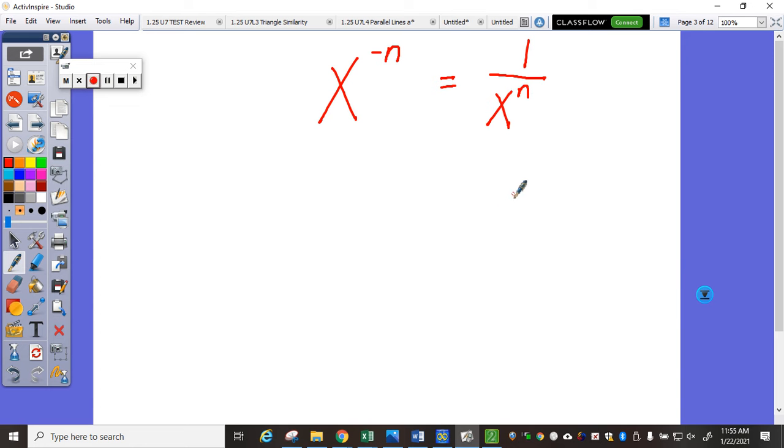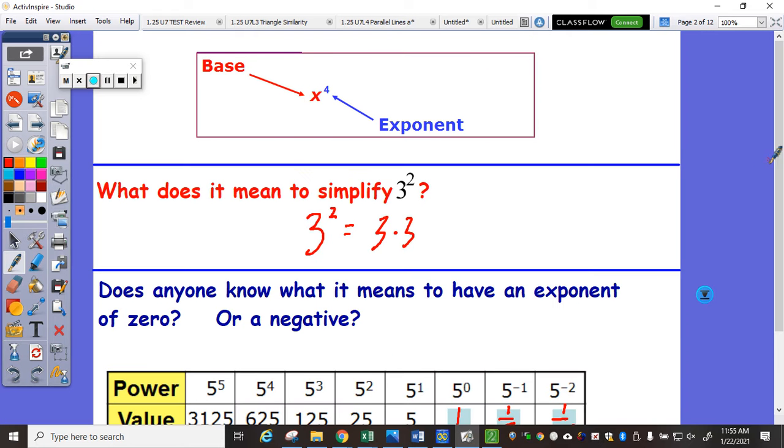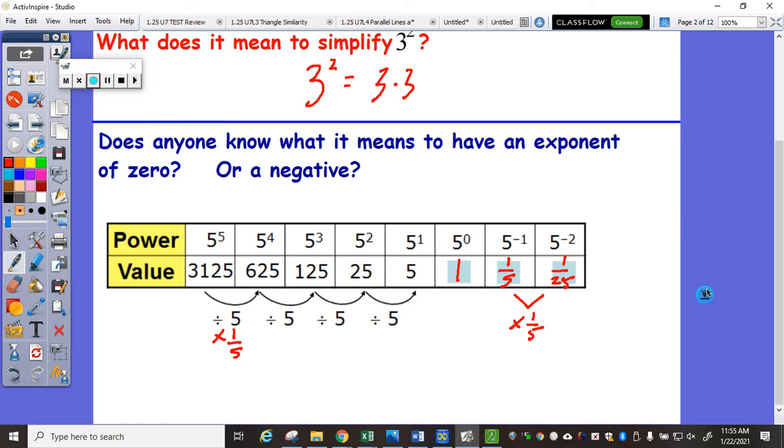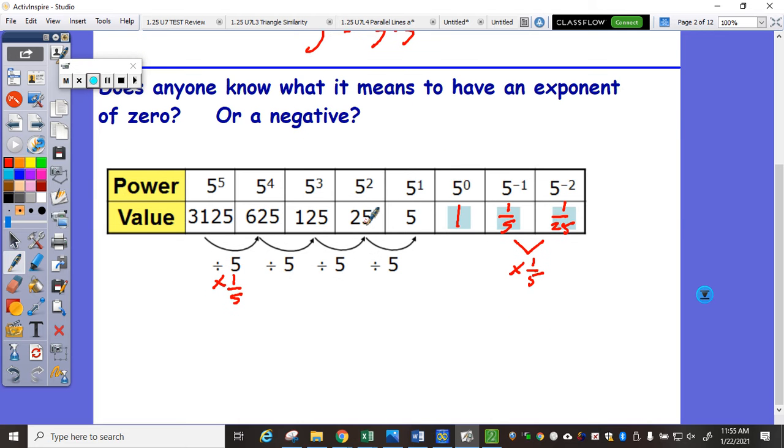You with me? So we've come back here to the number line. Look at this. 5 squared is 25. 5 to the negative 2 is the opposite, 1 over 25. So 5 to the negative 2 is the same thing as 1 over 5 to the positive 2, which is 1 over 25.